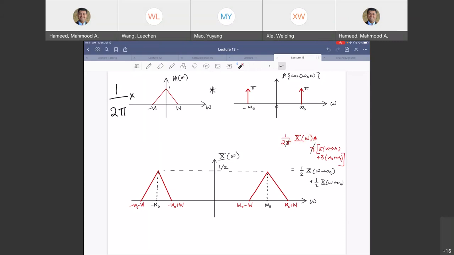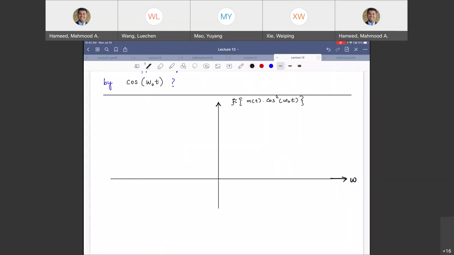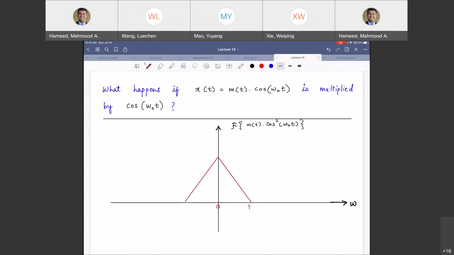Yeah? So what is going to happen here? This guy, if you just look at the first triangle here, it is going to go up by omega naught and down by omega naught. And the same thing is going to happen to this guy. This guy is going to move up by omega naught and down by omega naught. There you're going to get a double, right? So you're going to get two triangles here, which are going to meet at zero, right? So this is going to be like that. What is going to be the width? Well, the width of your message, W, right? So that is going to be at zero here. This is going to be W. This is going to be negative W. And the height is going to be half.